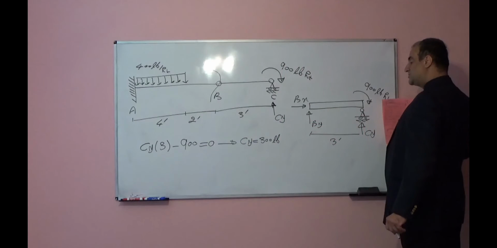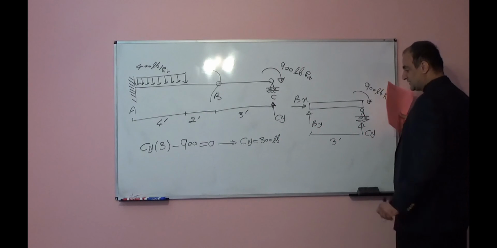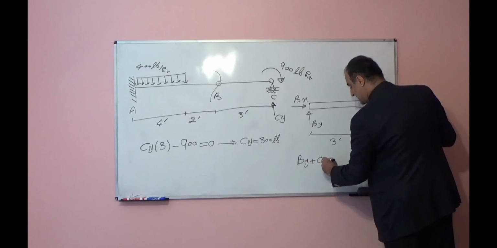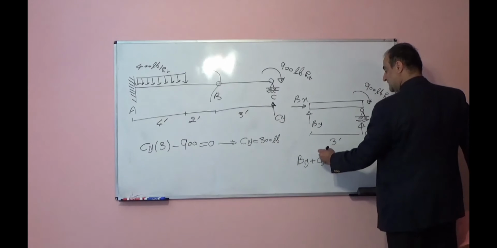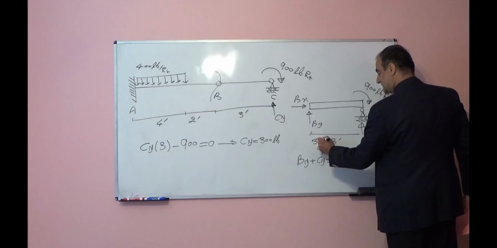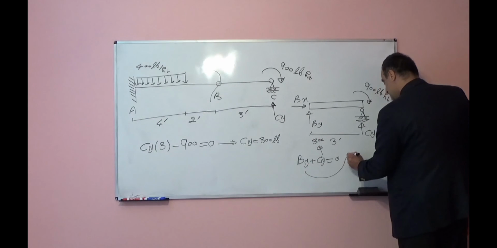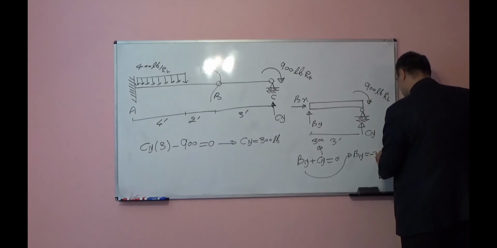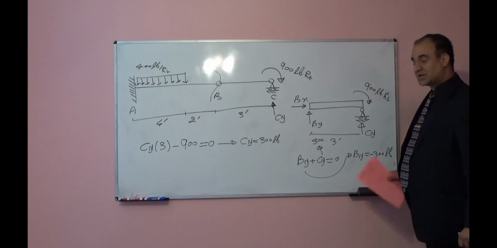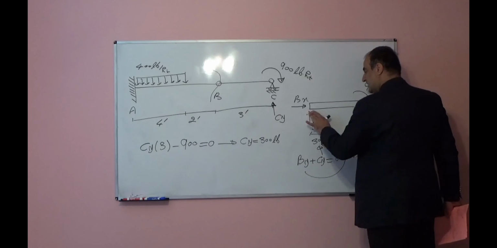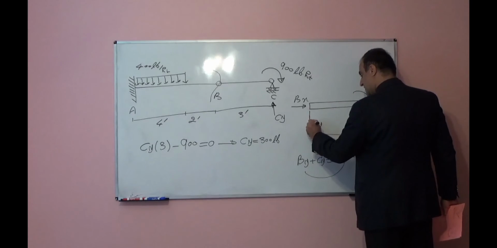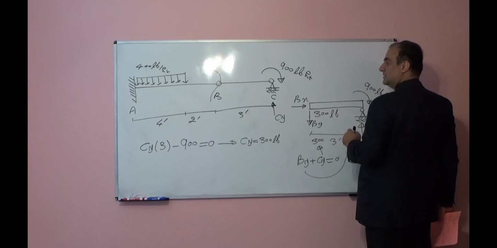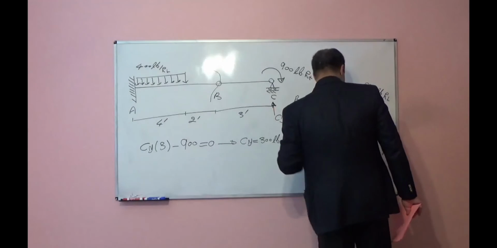Now, summation of forces in vertical direction is equal to 0. By plus Cy is equal to 0. Cy I found, it is 300. So from here, By will be equal to negative 300 pounds. Negative 300 pound means this initial assumption is wrong. This should be downward 300 pound. This is for part BC.